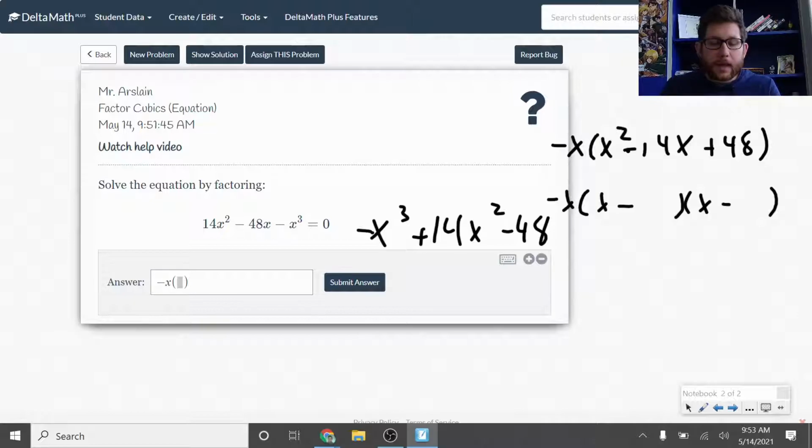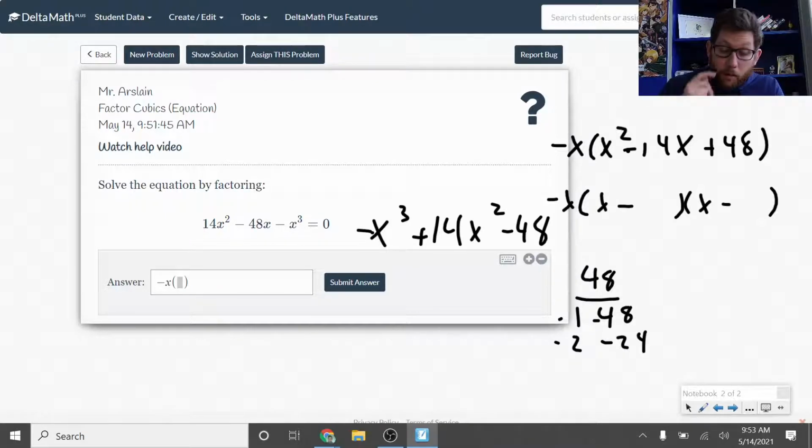So now 48 has a lot of factors, right? So let's go ahead and list those here. So 48, what can multiply together to 48? Well, 1 and 48, and we know these are all negative, right? Because we know we're not doing the positives. Negative 2 and negative 24. Can 3 divide in? Yes, 3 can divide in, so negative 3 and negative 16.